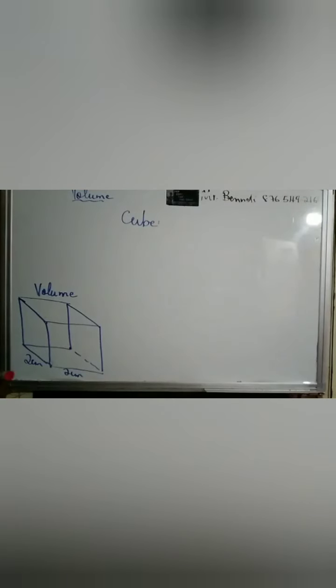So we know that all sides are equal. That's the definition of a cube, right? So if this is 2, this is 2, then this will also be 2. The height will also be 2. We also know that in order to find the volume, we have to find the area of the base. That's the definition for volume. Area of the base times the height.